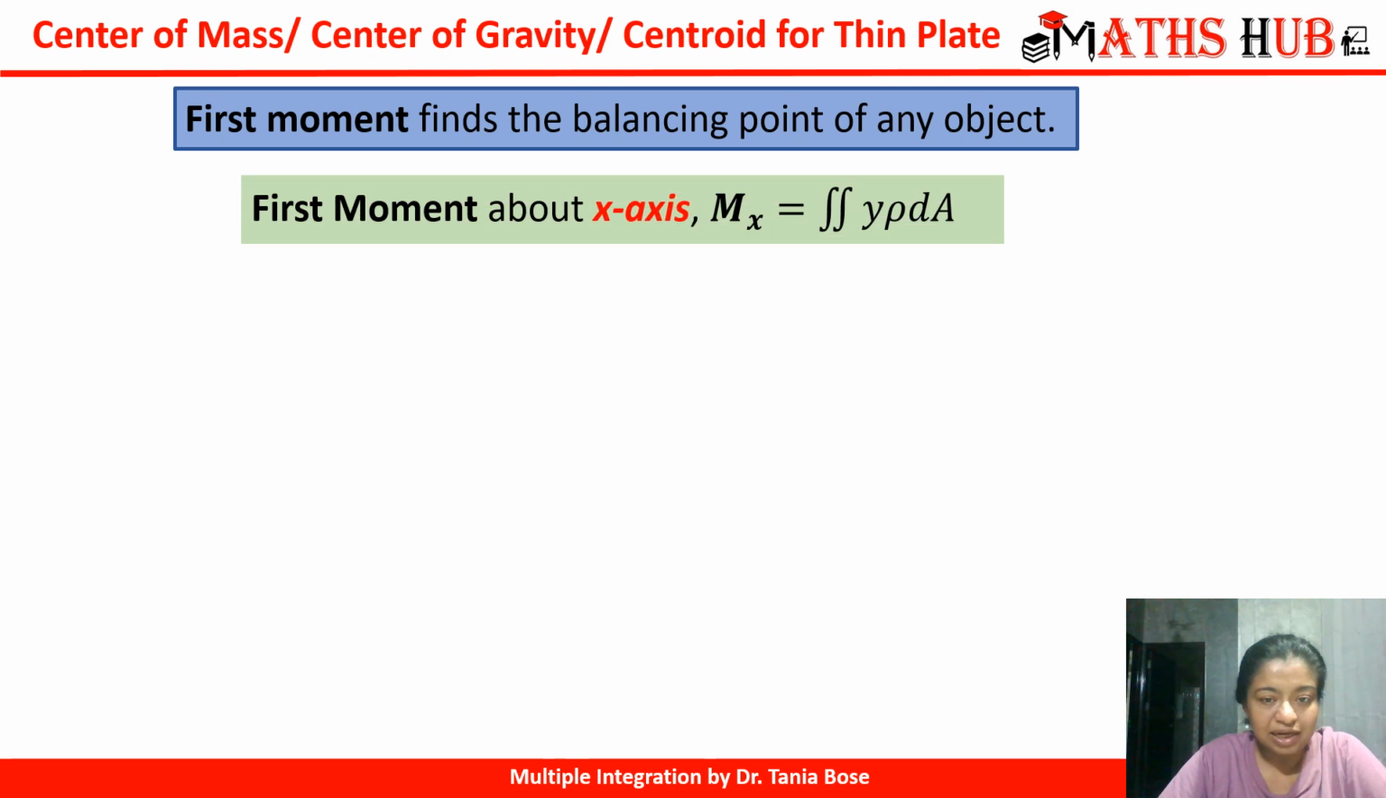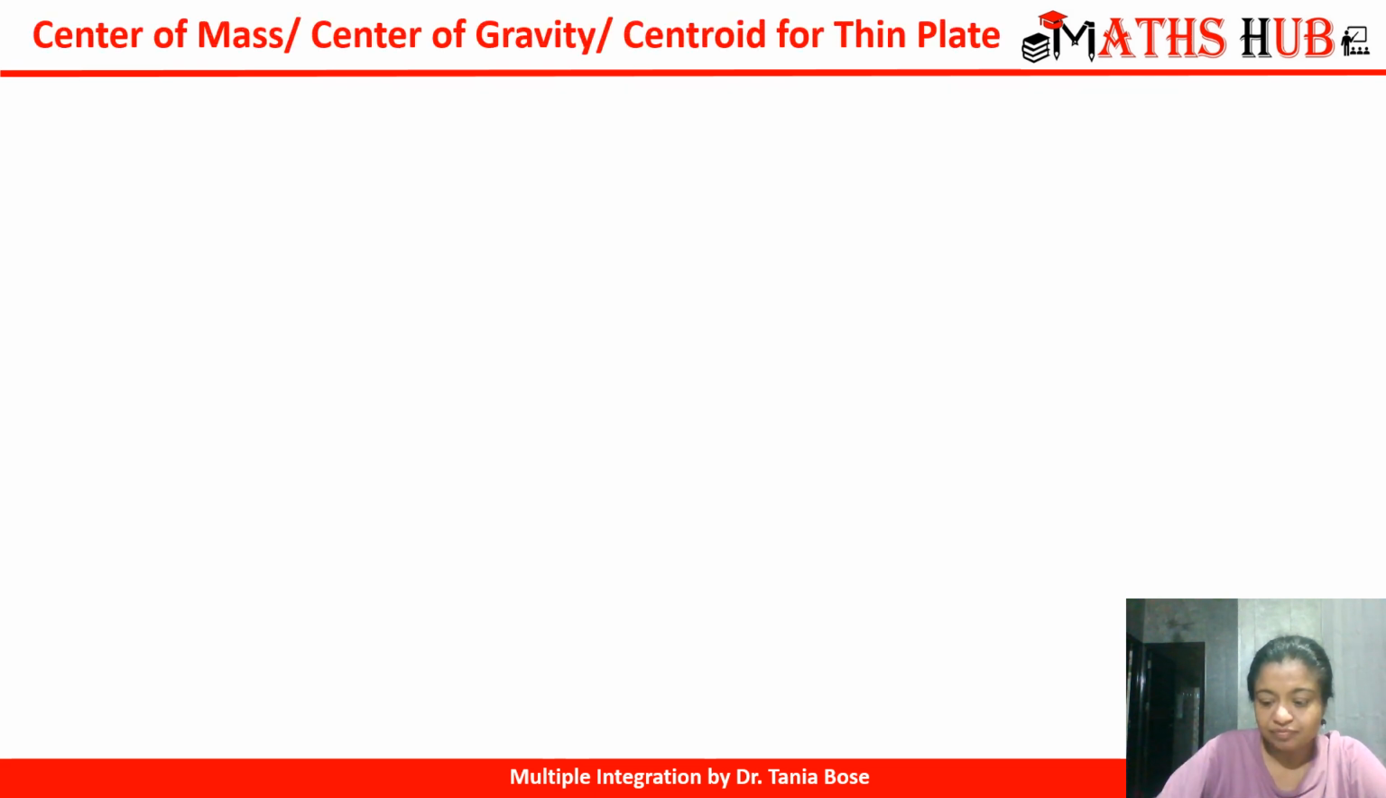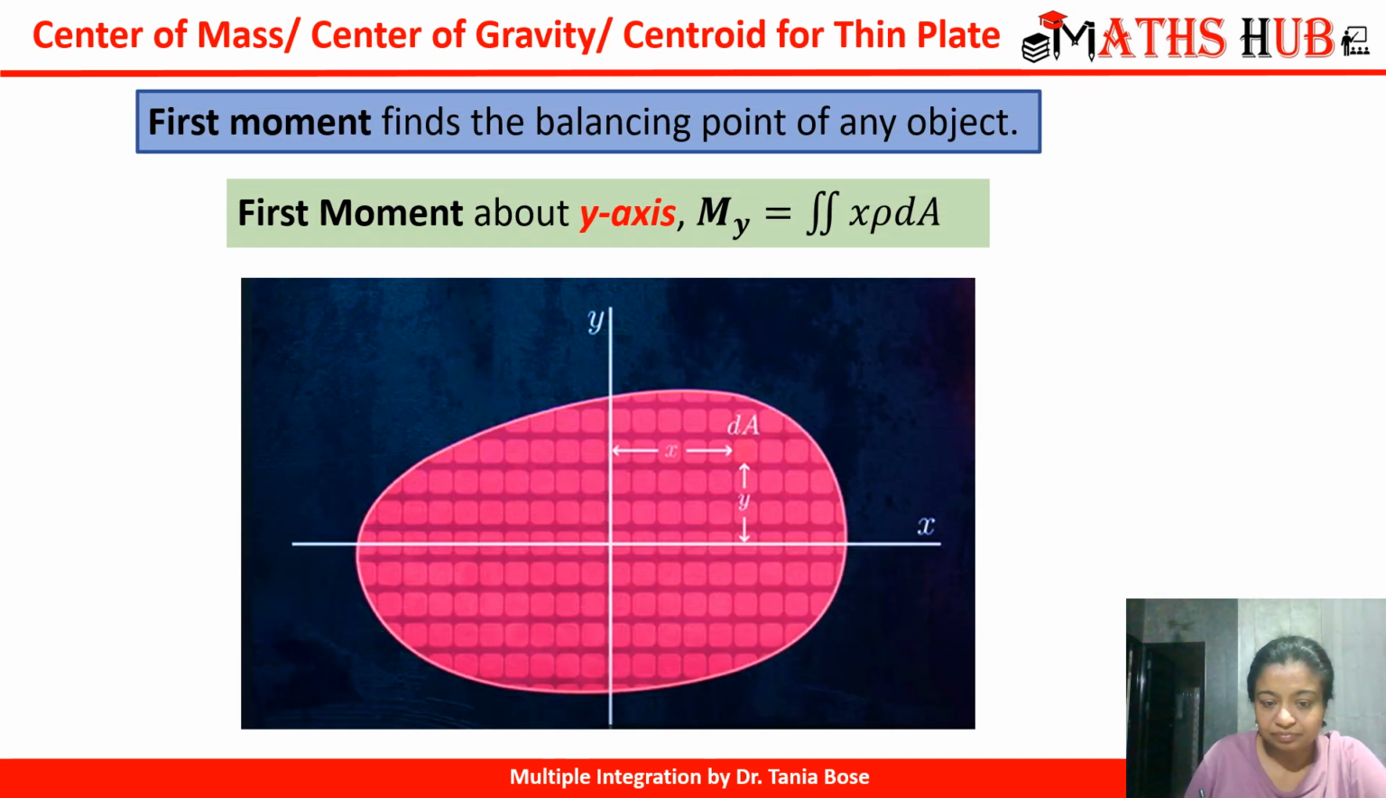When I have a thin plate, how do we calculate the first moment about the x-axis? It is calculated as Mx equals double integral y rho dA. Rho means the density of that object and dA is the area of a small portion of that object, right? Suppose I consider this surface over here. The first moment about the y-axis would be simply double integral x rho dA.